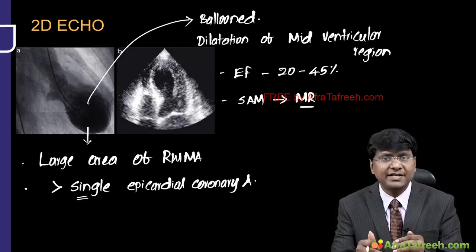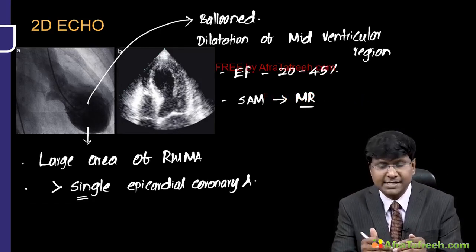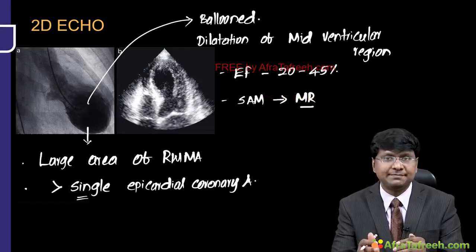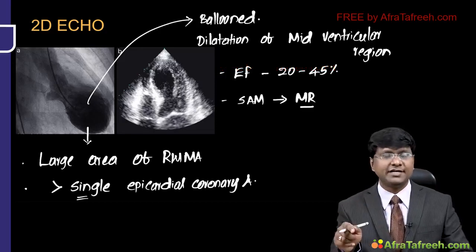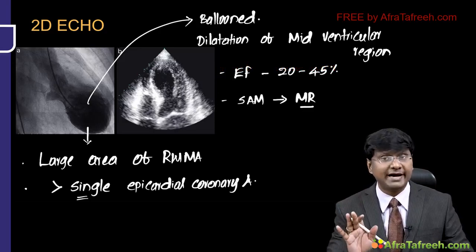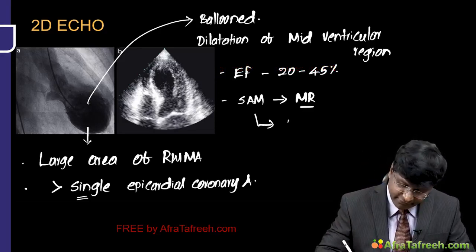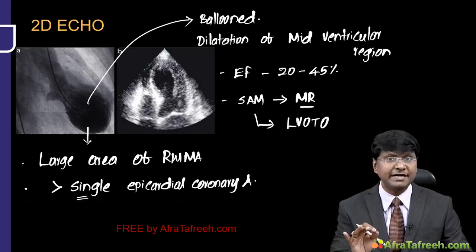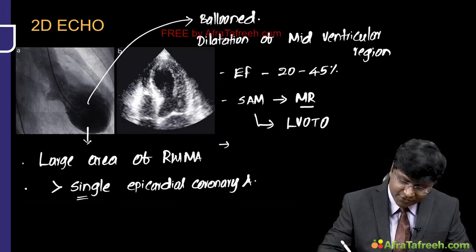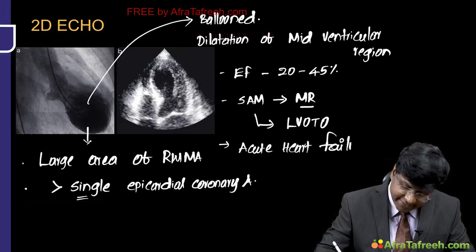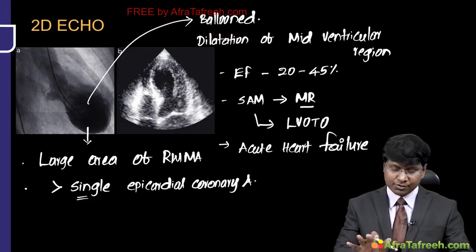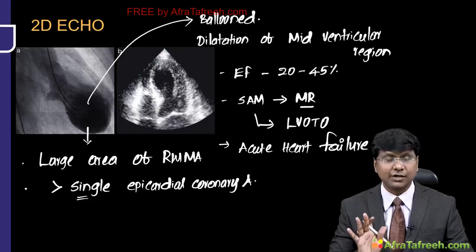But here what is happening during the systole, or exactly during the mid part of the systole, the anterior mitral leaflet is moving towards the septum. So thereby the blood from the LV, instead of moving into the aorta, some amount of blood will leak into the left atrium, and that will result in what is called mitral regurgitation. And because of this SAM, we can also demonstrate that left ventricular outflow tract obstruction is present during the mid part of the systole. And this obstruction can progress the individual to develop acute heart failure. So these will be the 2D echo findings in patients with Takotsubo cardiomyopathy.